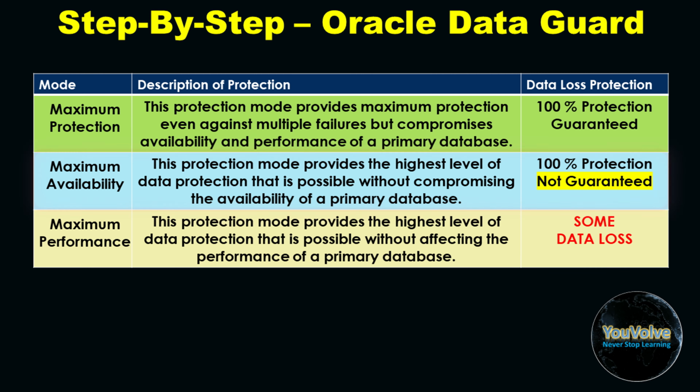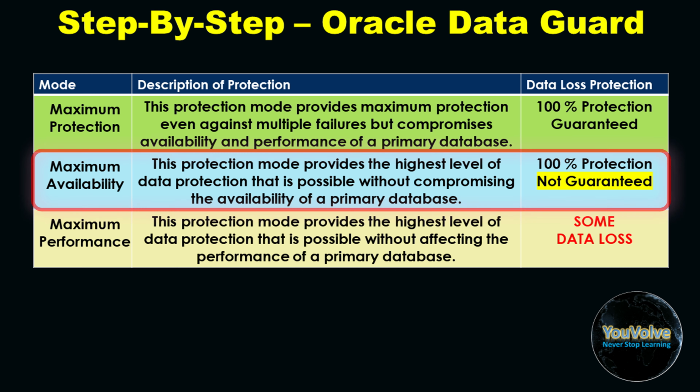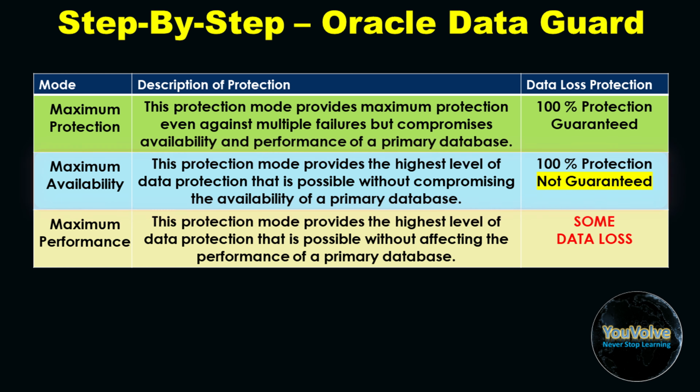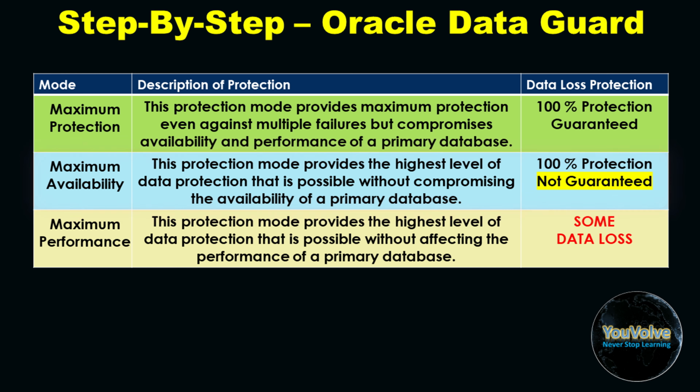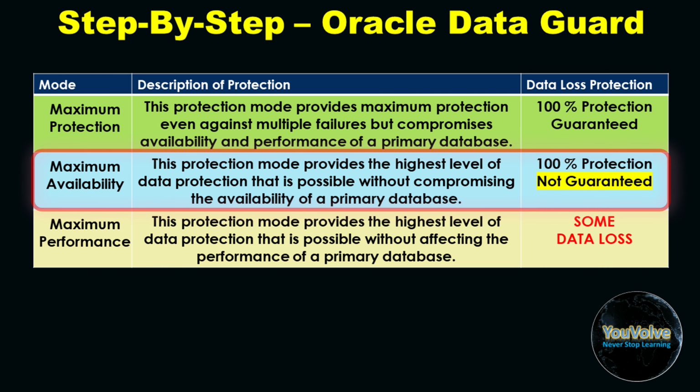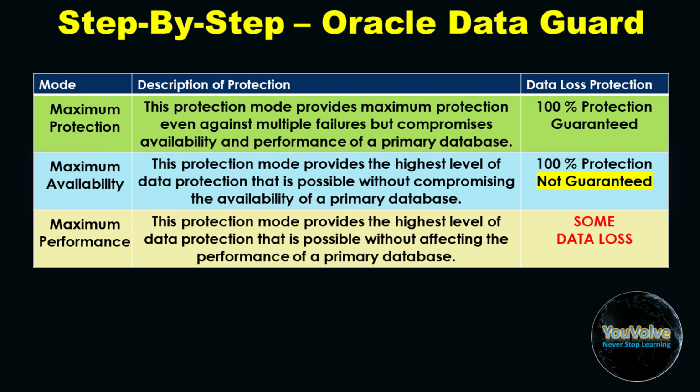Second, the maximum availability. This protection mode provides the highest level of data protection that is possible without compromising the availability of the primary database. If you deploy this protection mode, your primary database will always be available until a disaster happens, and Data Guard will try to give you 100% protection against any data loss under normal operation when your standby is available. But it will not guarantee that, and you may still end up losing some data if your standby is unavailable in between.